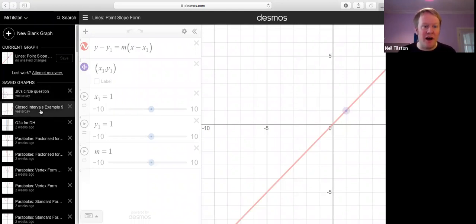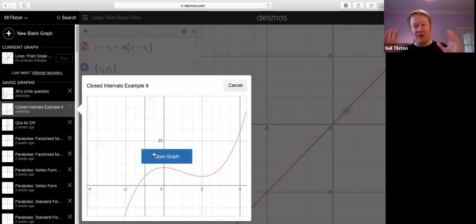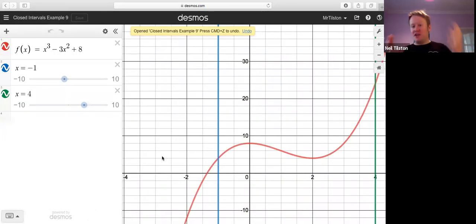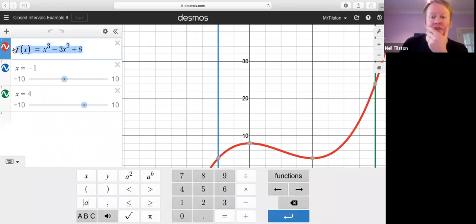So here's one. I was teaching closed intervals remotely to my higher class in the last few weeks. And we'd done stationary points before. And what I did as a prompt during my live lesson was I gave them this function and asked them to find the maximum value in this given interval. Now, they'd never had a question presented like that before. I hadn't taught closed intervals, but I had taught stationary points.